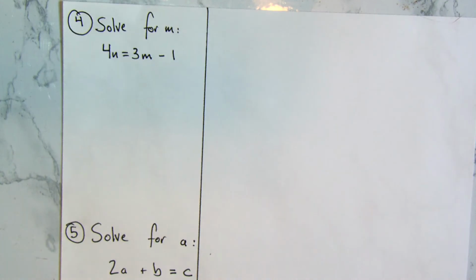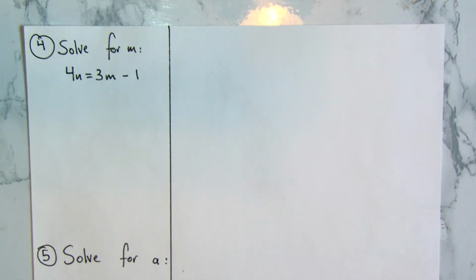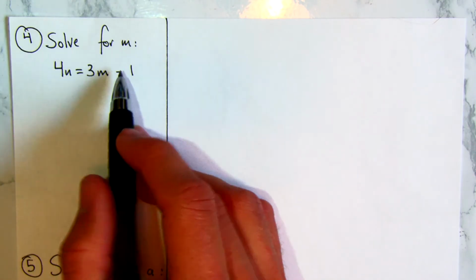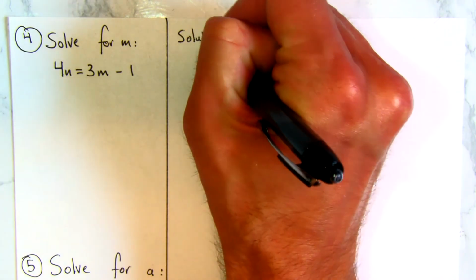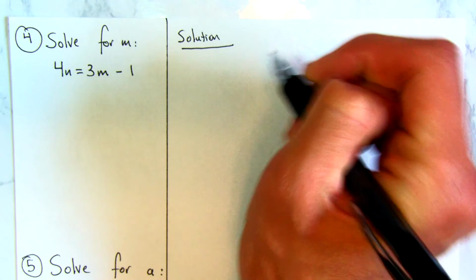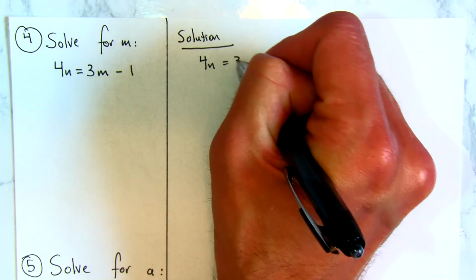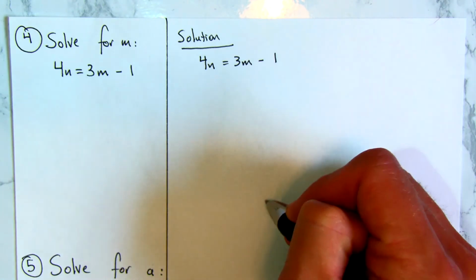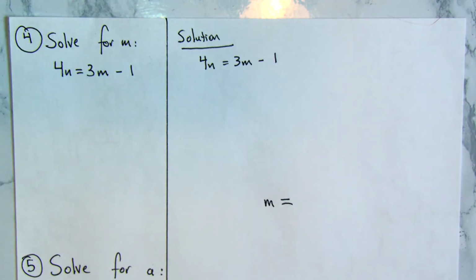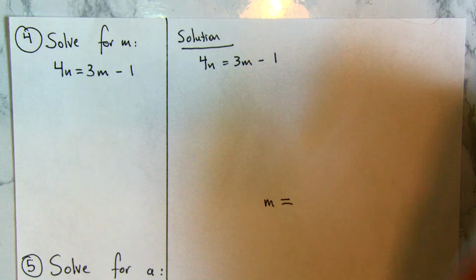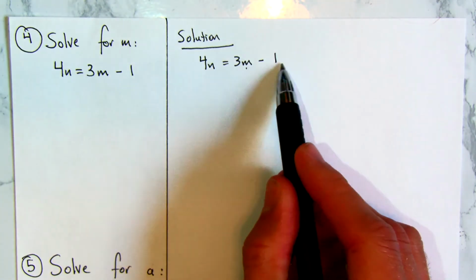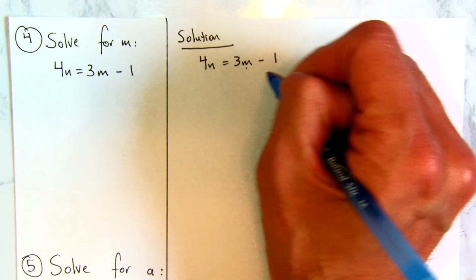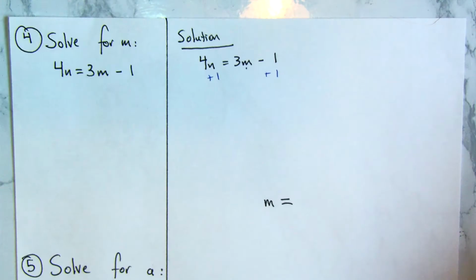Number 4. Solve for m: 4n equals 3m minus 1. We're solving for m, so our goal is m equals something. Alright, so we want to make m alone. Let's start by getting the 1 on the other side. Let's add 1 to each side.